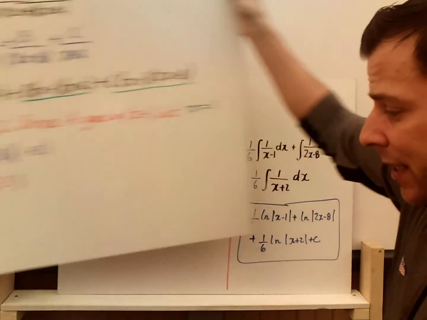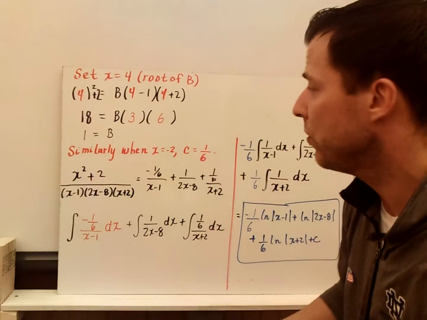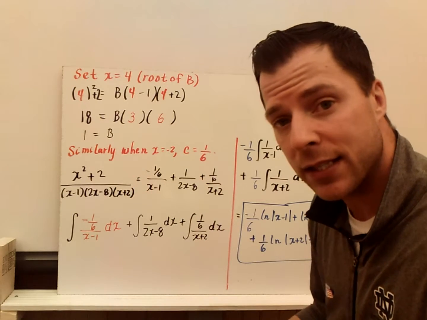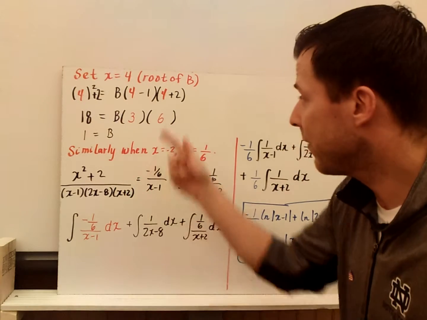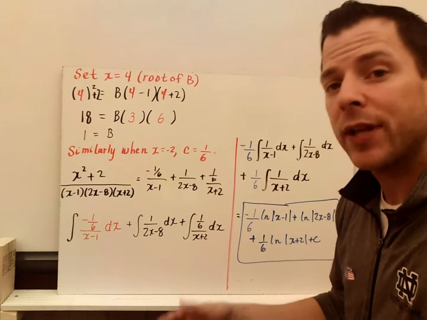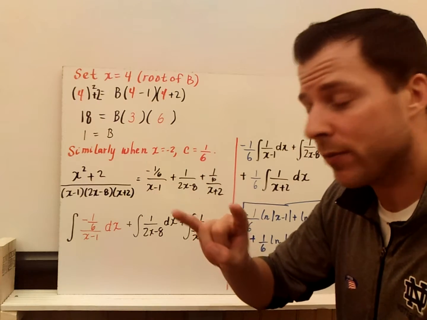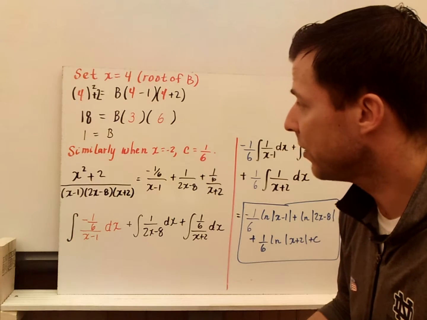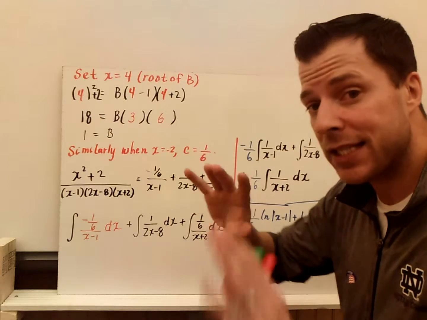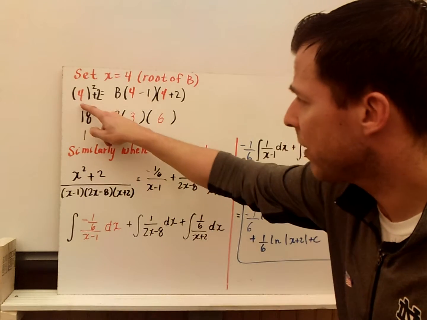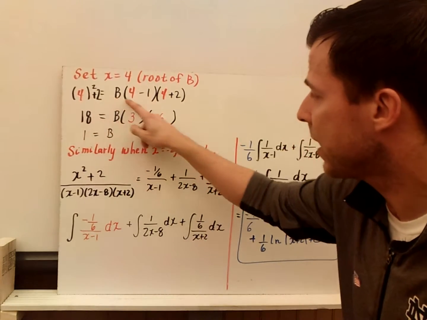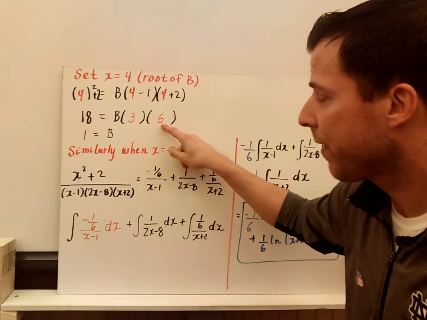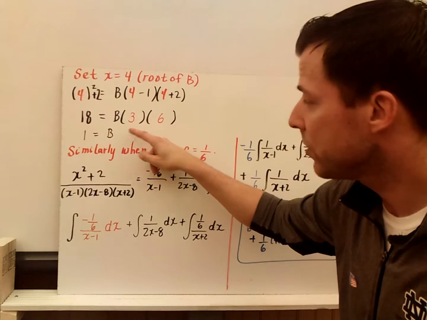I have to find B and C now. So I'll show you the example of how to do B. B is associated with the 2x minus 8. So to make that 0, x would have to be 4. That means the A term and the C term are going to cancel out because they both have that factor 2x minus 8 underneath. So if I want B, A and C are going to be eliminated. So I have 4 squared plus 2 equals B times 4 minus 1 times 4 plus 2, which becomes 3 and 6. So 18 equals 18B, so B equals 1.